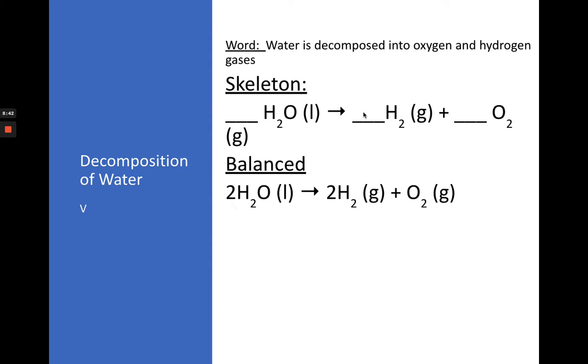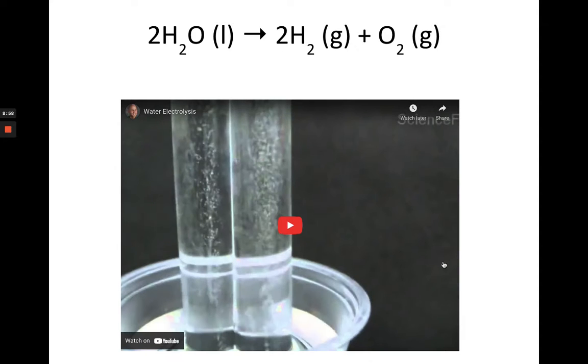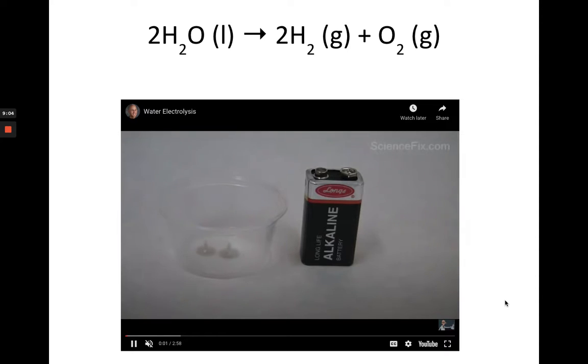To balance it, you can see we just have one oxygen on this side but 2 on this side, so that's why there was a 2 in front of here. Then we're going to have to balance the hydrogen to get 4 hydrogen. So that would be the balanced equation for the decomposition of water. And if you watch the Google slides and look at the embedded video, you'll actually see that decomposition of water.